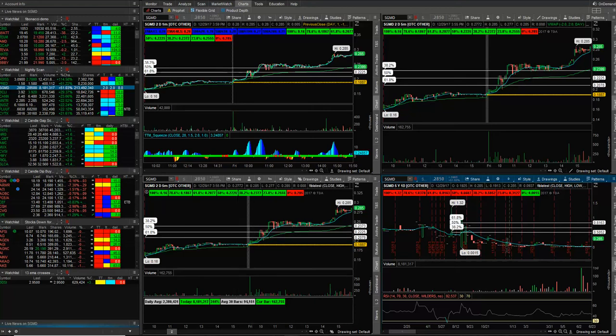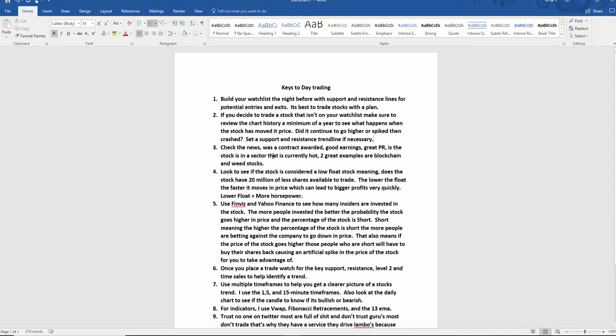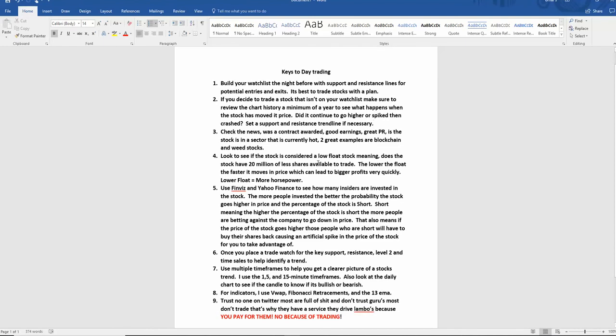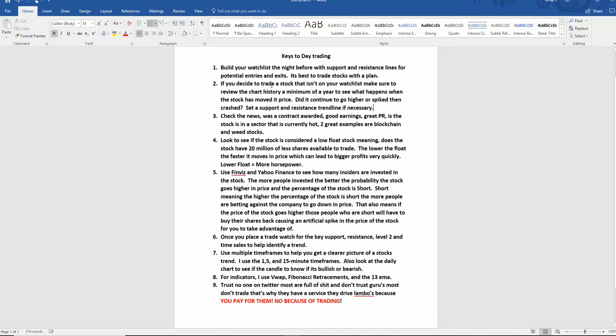I briefly, really quickly, just wrote some things that you want to think about when you're making trades. So one of the things you should do is build your watch list the night before with support and resistance lines for potential entry and exits. It's best to trade stocks with a plan. The best idea is to have a game plan of what you want to trade.